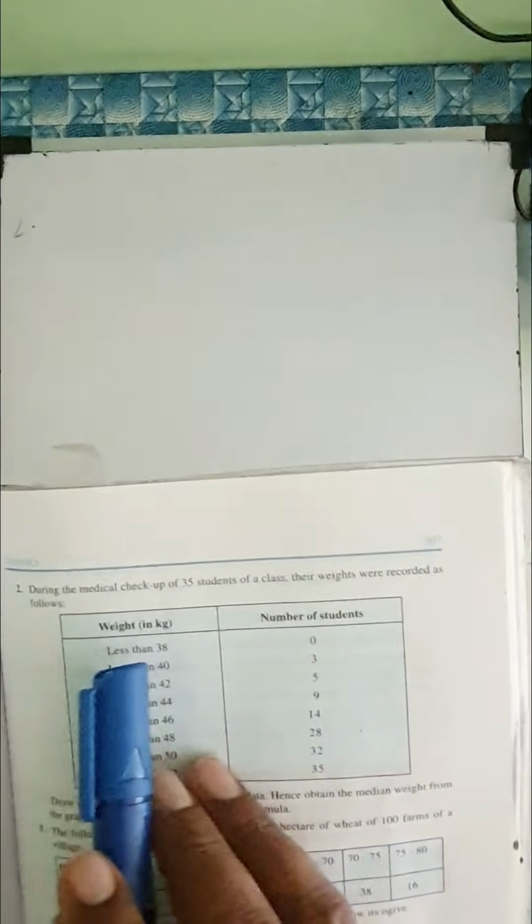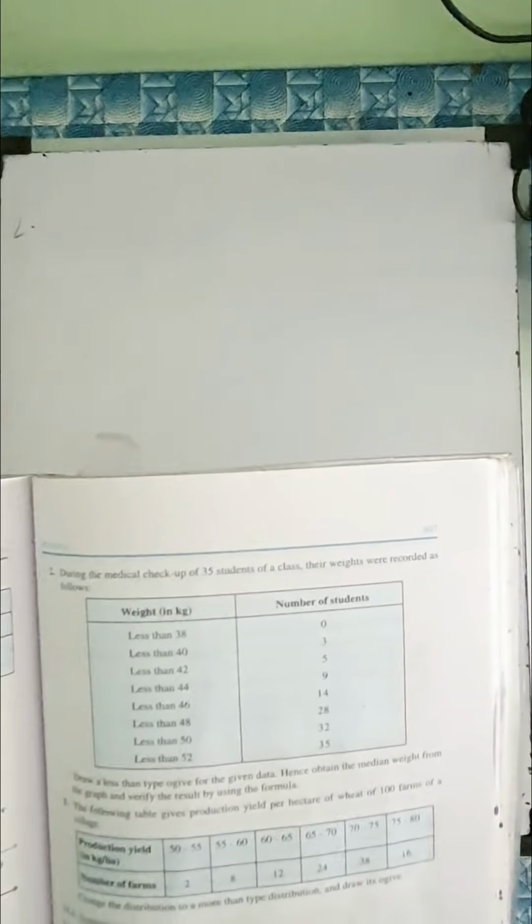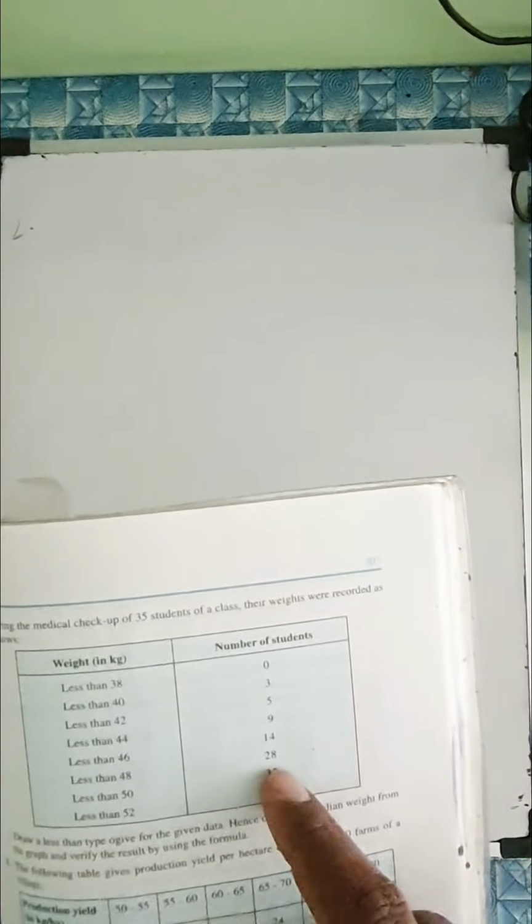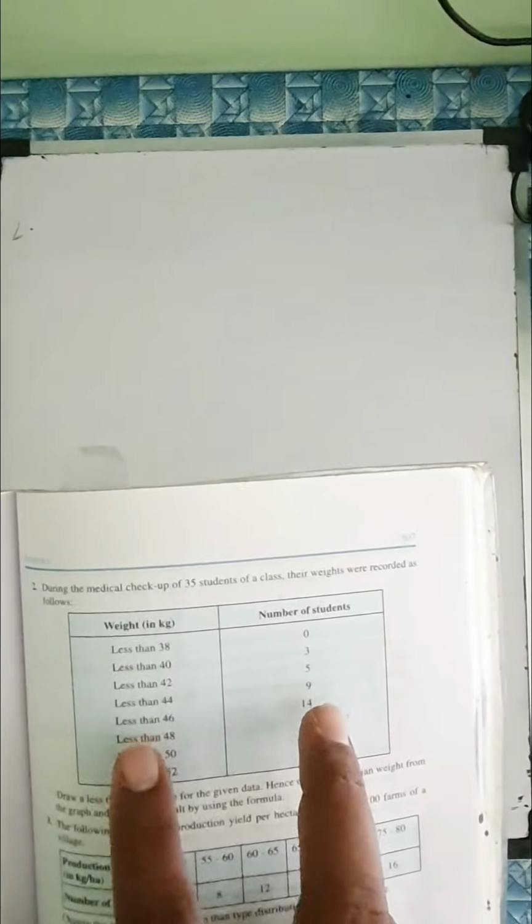Next, question number 2. During the medical checkup of 35 students of a class, their weights were recorded as follows. The weight is given as less than, with the number of students. So you are going to draw a less than type ogive. Here less than is already given, so there is nothing to change. We can straightaway draw the graph.